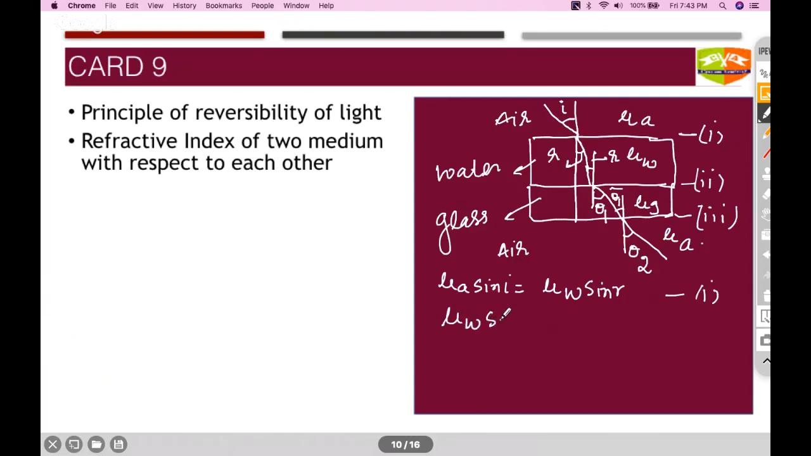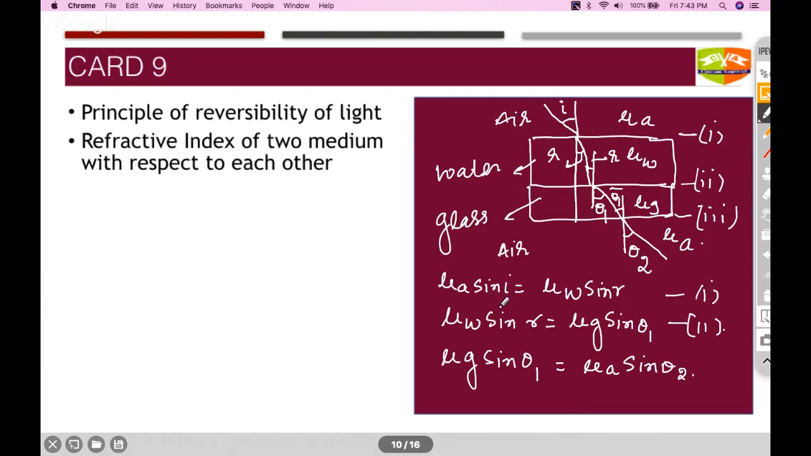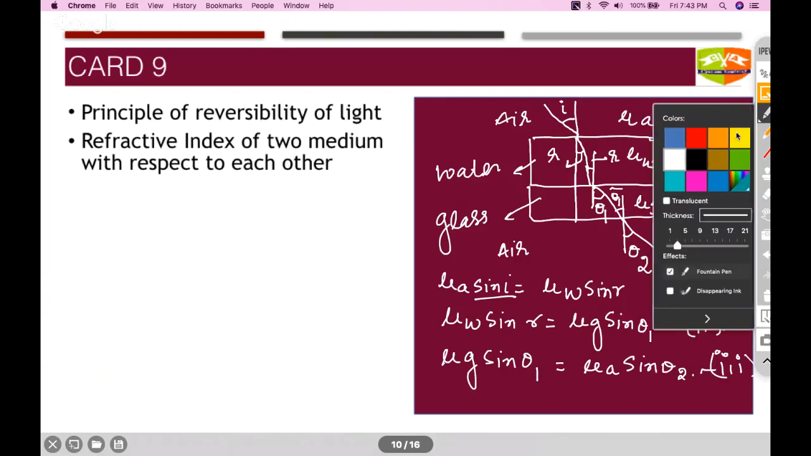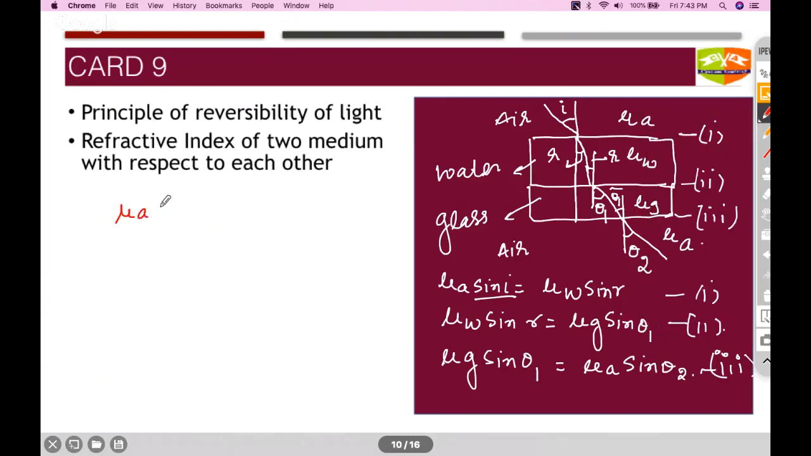For surface 2 it will be mu w sine r is equal to mu g sine theta 1. And for the third case it will be mu g sine theta 1 is equal to mu a sine theta 2. Now try to understand. First of all, if you equate these three equations, what do you get? So what I get over here is that mu a sine I is equal to mu a sine theta 2. It means that I would be equal to theta 2.